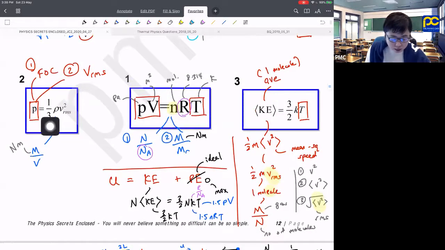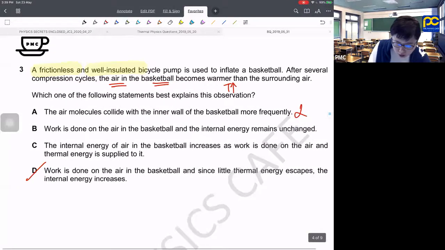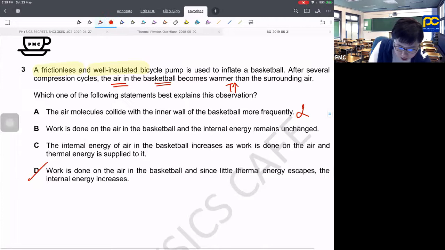So you are thinking about whether if I pump more air molecules into the basketball, the pressure will increase or not. I guess that when I have more molecules in the same volume, then of course there will be higher FOC, and higher FOC will cause the pressure to go up. So therefore, for this question, the air molecules collide more frequently. That's right. It means that there is higher FOC. FOC increases, and that is the reason why pressure increases.